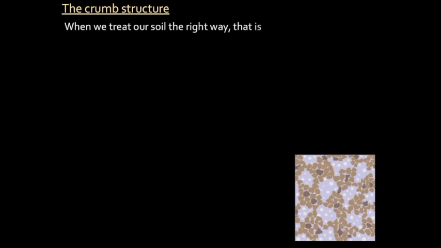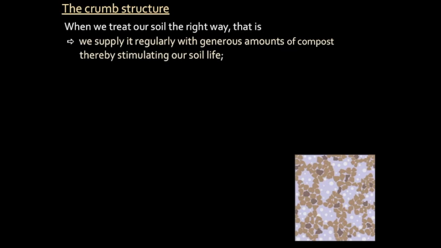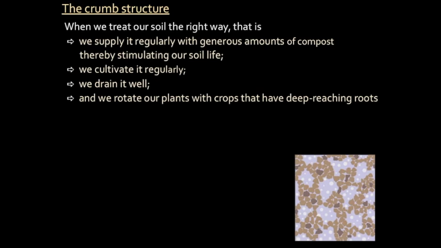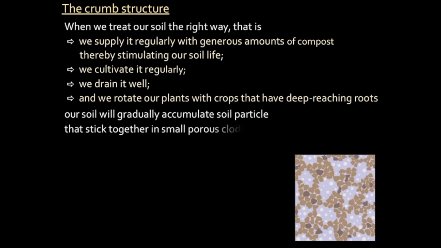When we treat our soil the right way, that is, we supply it regularly with generous amounts of compost, thereby stimulating our soil life, we cultivate it regularly, we drain it well, and we rotate our plants with crops that have deep-reaching roots, our soil will gradually accumulate soil particles that stick together in small porous clouds called crumbs.